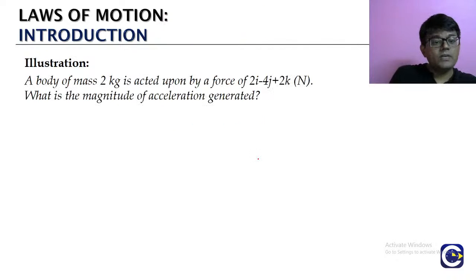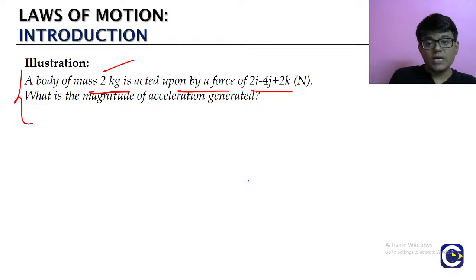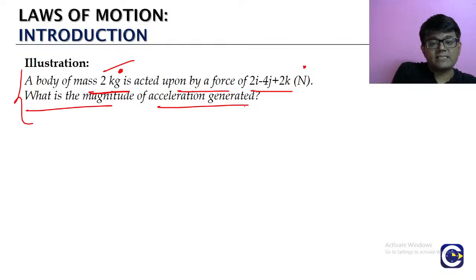Okay, we'll look at this question. These are very straightforward questions. A body of mass 2 kg is acted upon by a force 2i minus 4j plus 2k. Mass is in kilogram, SI unit. Force is in Newton, SI unit. What is the magnitude of acceleration generated?